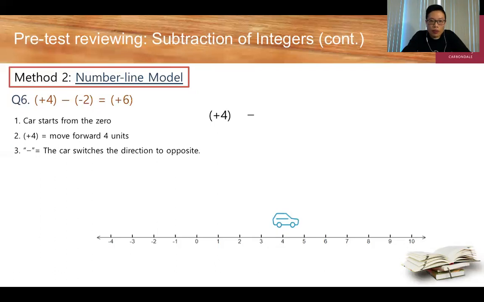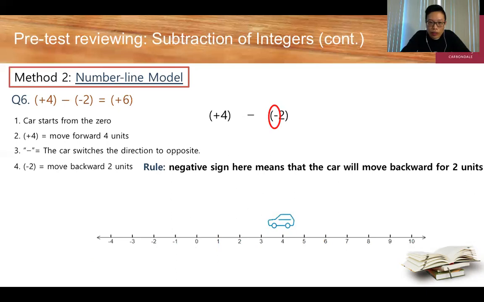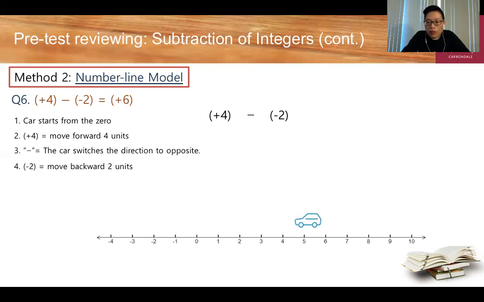And then the next one is -2 here. And -2 means the car will move backward 2 units. So the car moved backward 2 units, and the car right now stopped at the 6th position. So which is the final product for this question?